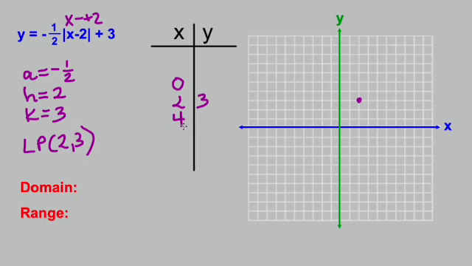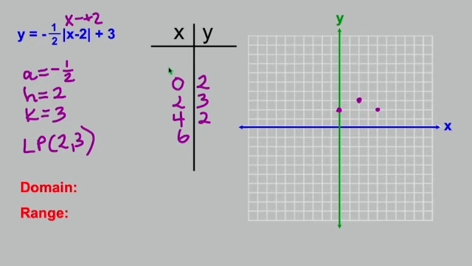If I plug in a 4, 4 minus 2 would be 2. The absolute value of that would be 2, and 2 times -1/2 would be -1, plus 3 would be a +2. So that ensures by putting in a 4 here, I'm going to get a nice whole number. Same thing with the 0, I'm going to get the same answer. So I'm going to go 0, 2 would be here, and then 4, 2 would be over here. I'm going to get a couple more points.